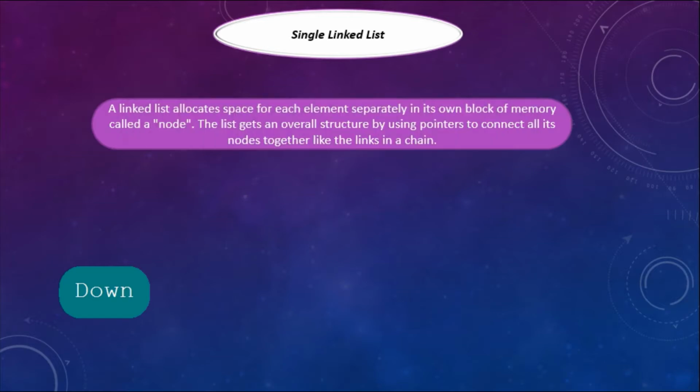A single linked list is a linked list which allocates space for each element separately in its own block of memory, called a node. The list gets its overall structure by using pointers to connect all these nodes together, like the links in a chain. Each node contains two fields: a data field to store whatever element, and a next field, which is a pointer used to store the link of the next node.